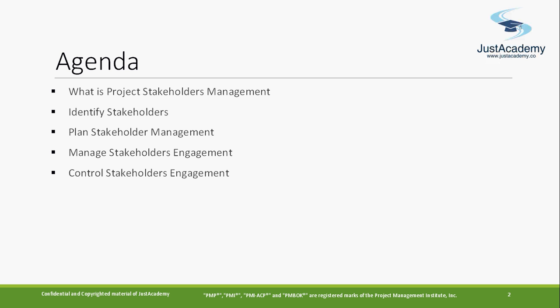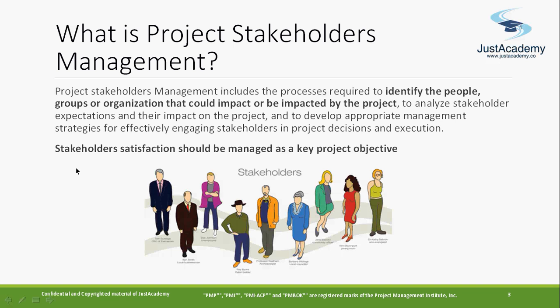The agenda for this session will be what is project stakeholder management. Identify stakeholder is the first process, and that's part of the initiation. Plan stakeholder management is part of the planning. Manage stakeholder engagement is part of execution. And control stakeholder engagement is part of monitoring and controlling. So in this knowledge area, you don't have any process from the closing, but from the other process groups you will find each and every process. One is identify, which is initiation, then planning, execution, and monitoring and controlling.